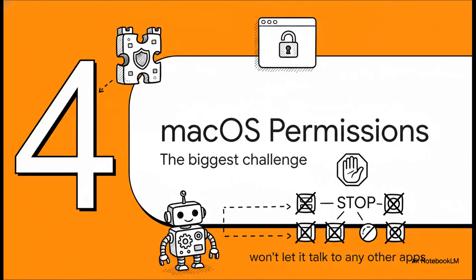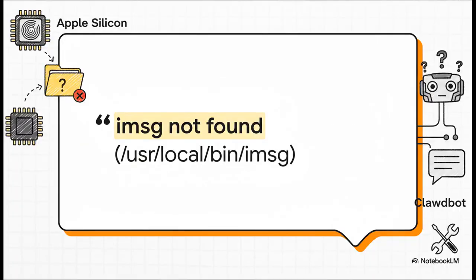All right, next up is a challenge created by Apple itself, the seriously formidable security features in modern macOS. The bot is running, but the operating system is actively stopping it from talking to any other apps. So you see this error. It looks cryptic, but it's telling you that the iMessage helper tool, the little piece of software that lets Clawdbot actually type into your Messages app, is not where the bot expects to find it. See, Apple Silicon changed the standard file paths, so the bot is basically looking in the old Intel Mac location.